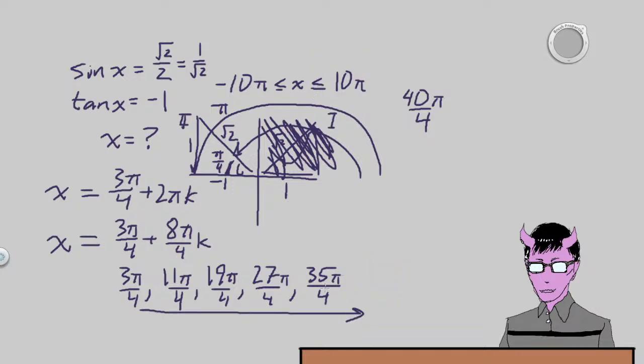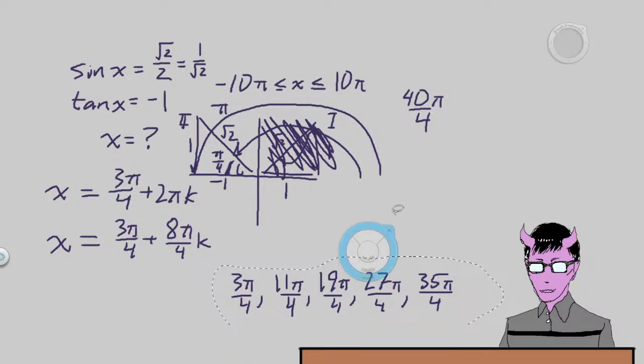So that's in the positive direction. We have 1, 2, 3, 4, 5 answers up to 10 pi, but we need to go in the negative direction. Isn't that fun? That's why sometimes having the infinite answers is better than having the domain restrictions.